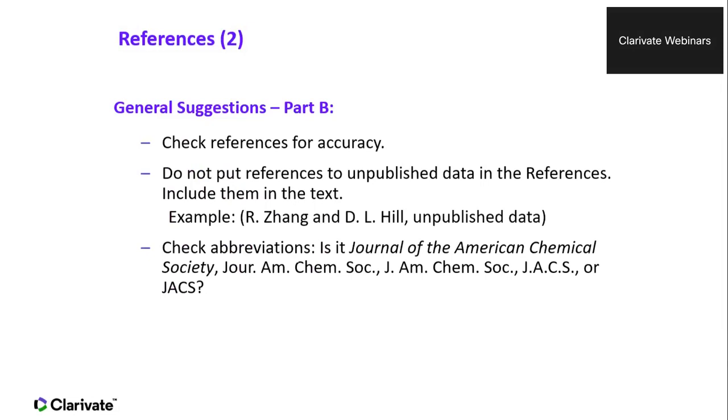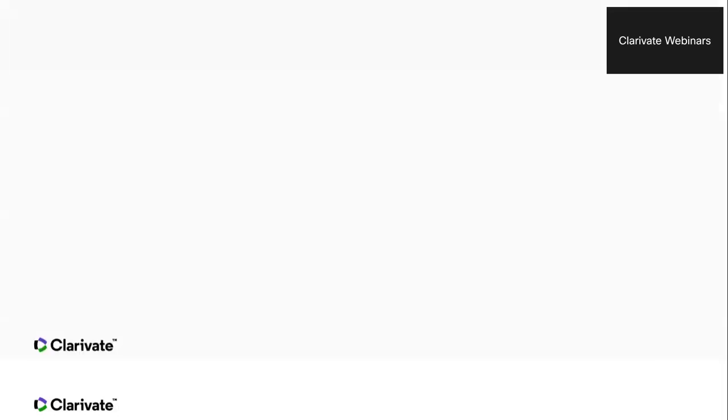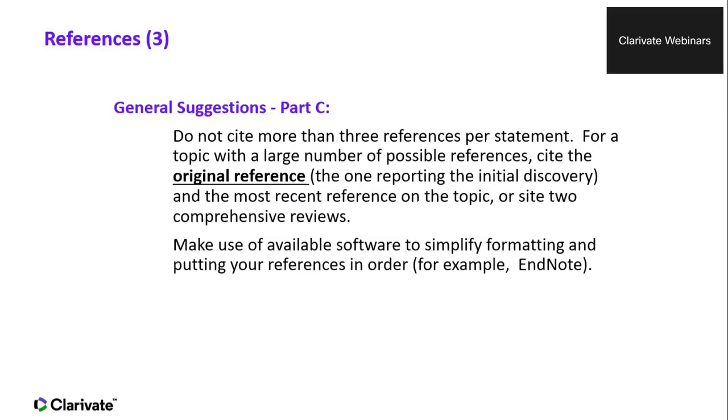If you do not put references to unpublished data in, you can include them in the text. We do not recommend putting a lot of unpublished data as references, but that does not go into a bibliography. Do not cite more than 3 references per statement. For a topic with a large number of possible references, you can cite the original reference and the most recent references on the topic, or 2 comprehensive reviews.